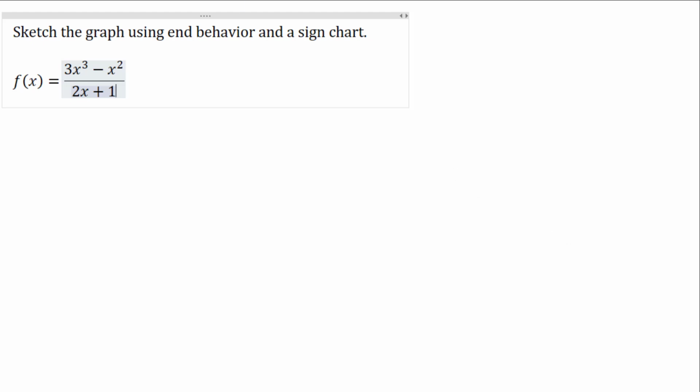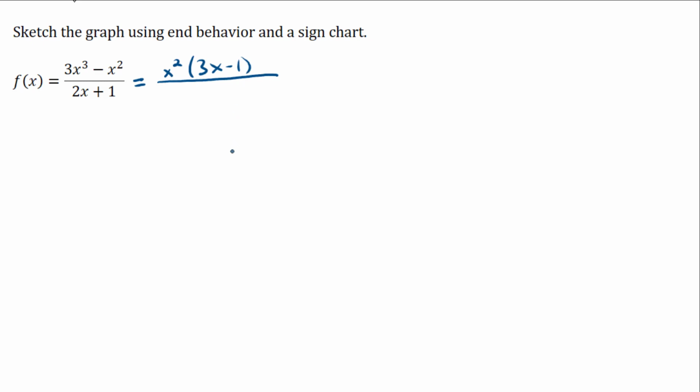Now, unfortunately, this guy is not factored, so let's go ahead and factor it so that we can find our zeros and critical values. On top, we can pull out an x squared, leaving behind a 3x minus 1. And on bottom, we just have 2x plus 1. Now we have enough to make our sign chart.